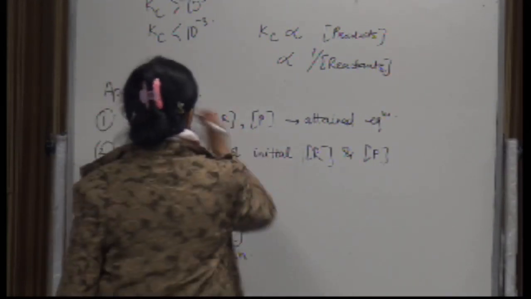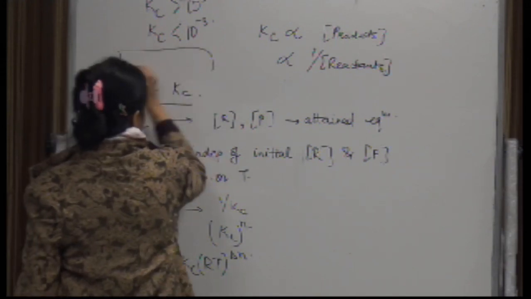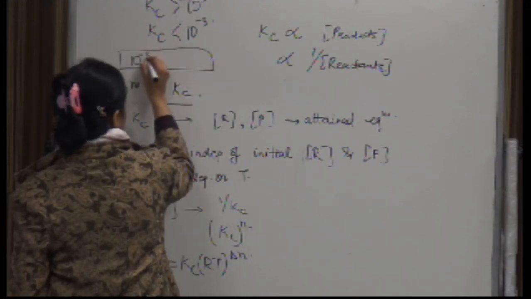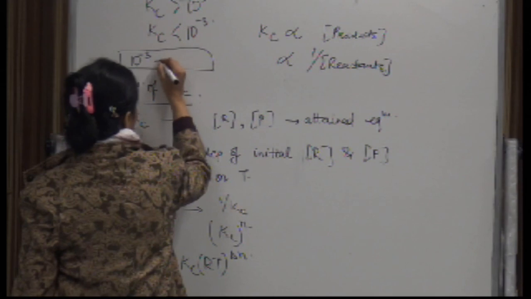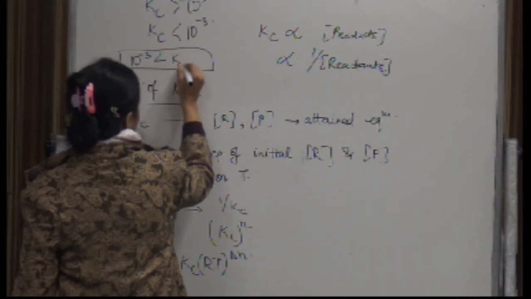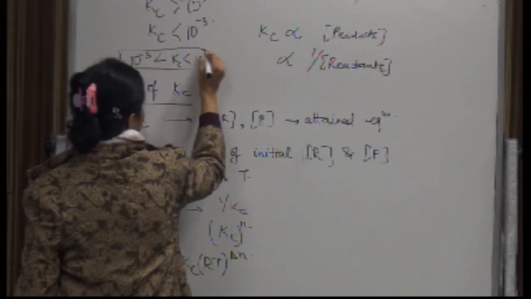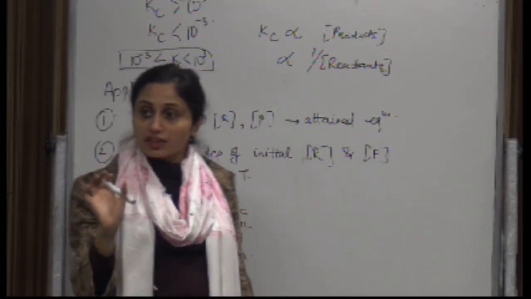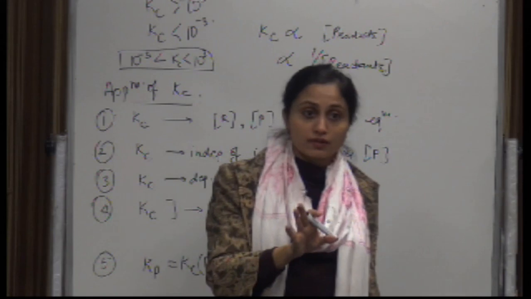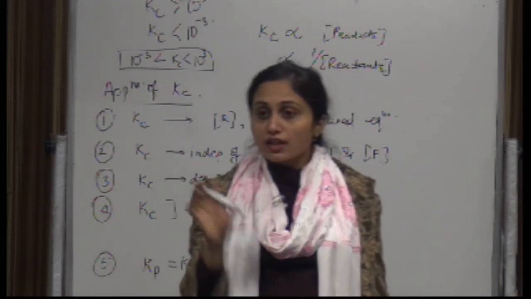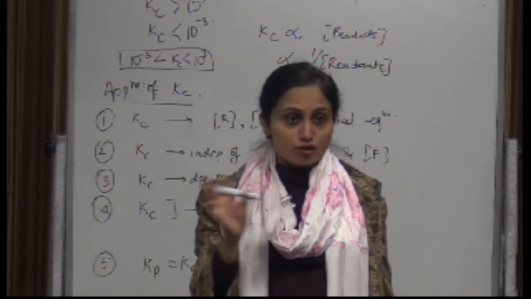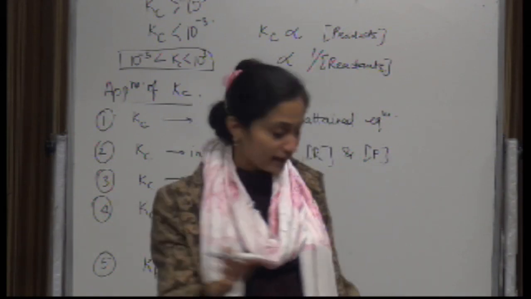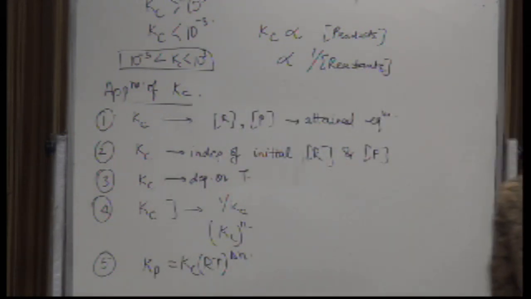And so for equilibrium, the best range is considered to be when your Kc is in between 10 to the power minus 3 and 10 to the power plus 3. This is the best range where the rate of the forward reaction can be equal to the rate of the backward reaction, with comparable concentrations of your reactants as well as the products.